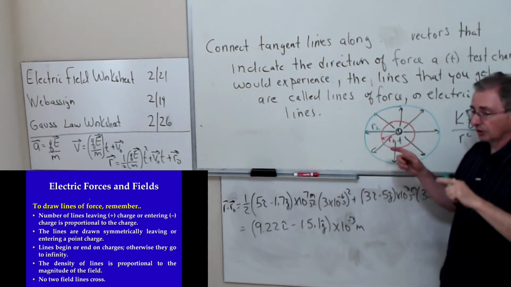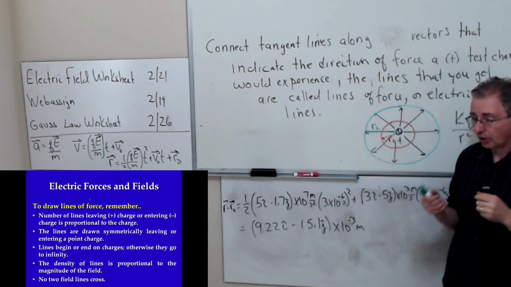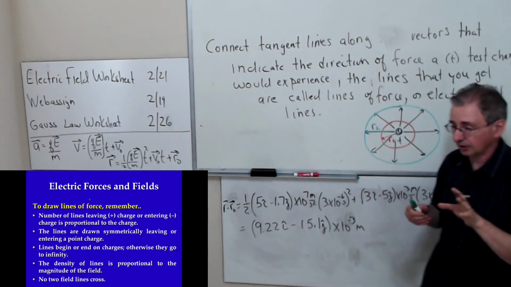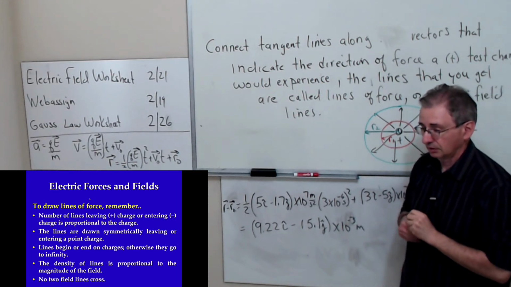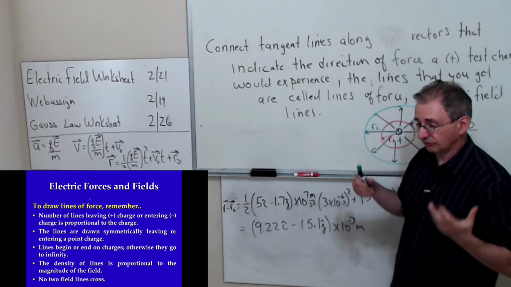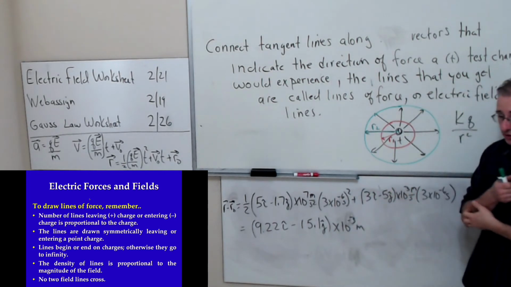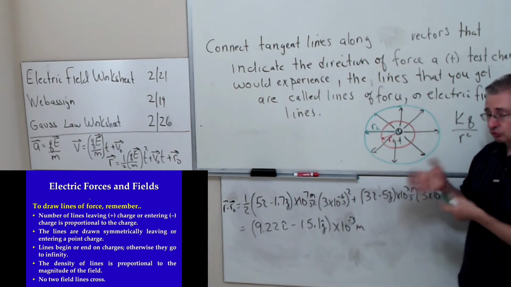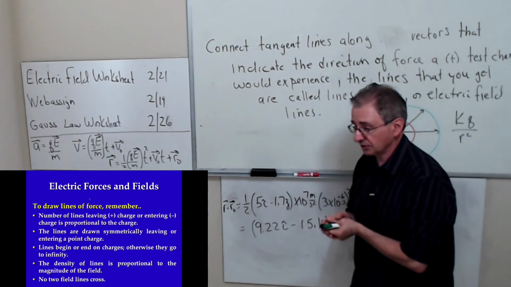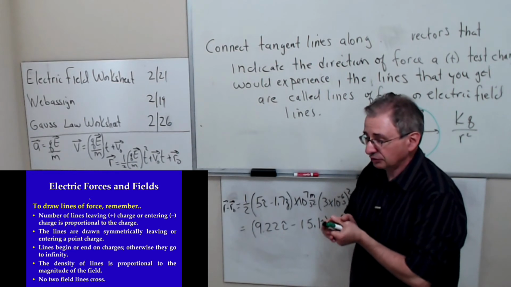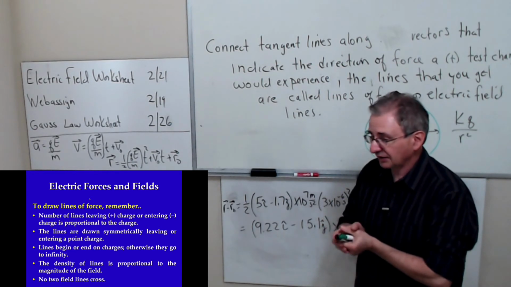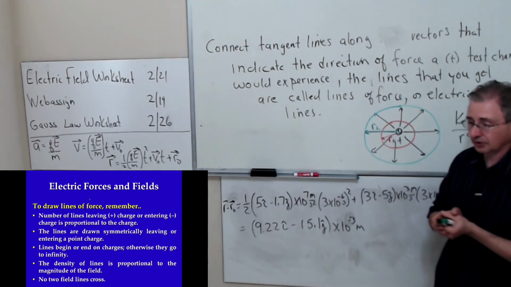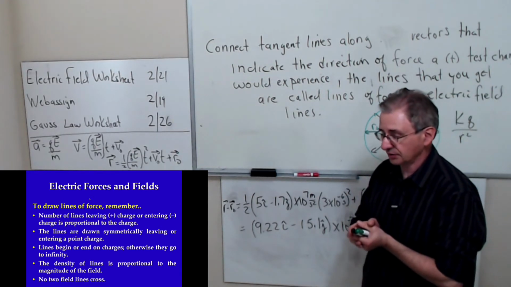The field lines will either end on a charge or begin on a charge. Otherwise, they will go all the way to infinity. And of course, the density of lines that you draw is proportional to the size of the field. When you draw these pictures, the lines have to be drawn so that they reflect the symmetry of your system. You want to draw the lines symmetrically, leaving or entering a point charge.